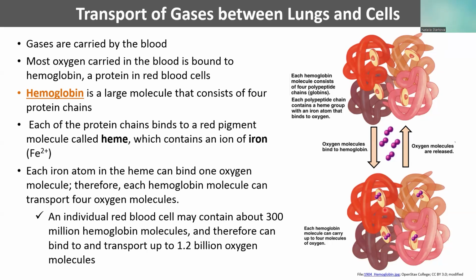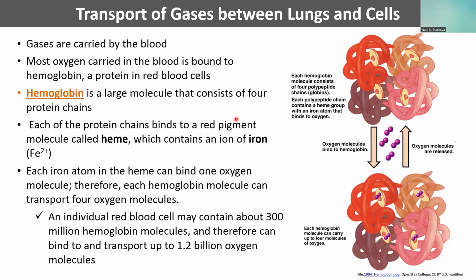Just one red blood cell can contain up to 300 million hemoglobin molecules. Each one carries 4 oxygen molecules, so up to 1.2 billion oxygen molecules can be transported by just one cell. And also the presence of iron is what determines the red color of our blood, because when iron binds to oxygen, it acquires this bright red color.